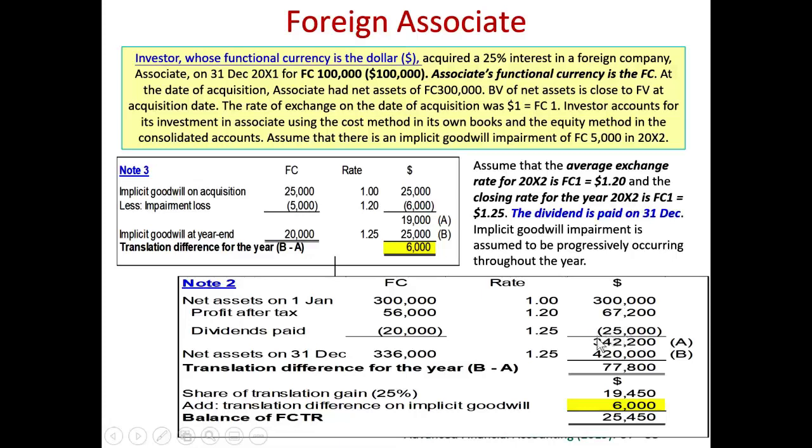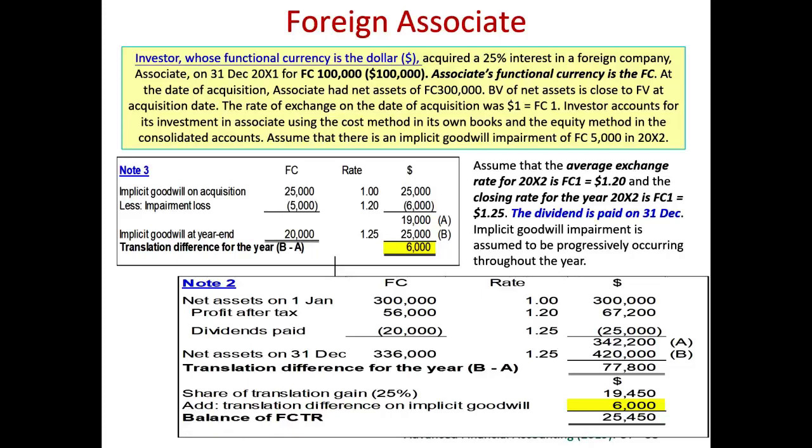So if nothing happened, our net assets in terms of dollars should be 342,200. However, this should be kept in FC being the functional currency, and therefore it should be 336,000 FC under the closing rate method. Net assets should be translated using the closing rate. Closing rate is 1.25, so it must be 420,000.